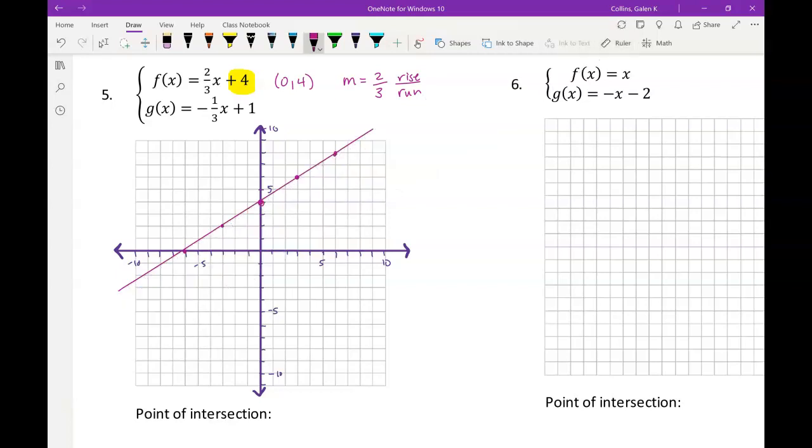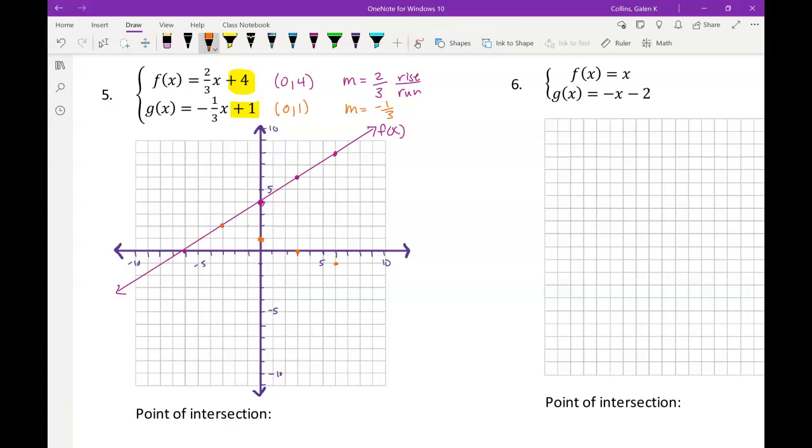All right, we get f of x is this line right here. And then for g of x, I see my y-intercept is at 1, so (0, 1). As an ordered pair, that's going to be on our y-axis right there. And my slope is -1/3. So from my y-intercept, if I rise down 1, I'm going to run 1, 2, 3, put a point, down 1 to the right, 1, 2, 3. I could also go up 1 and to the left, 1, 2, 3.